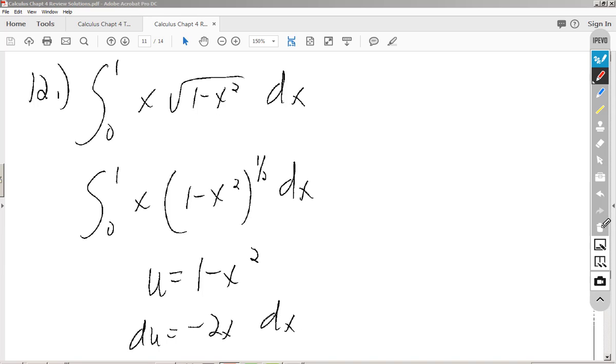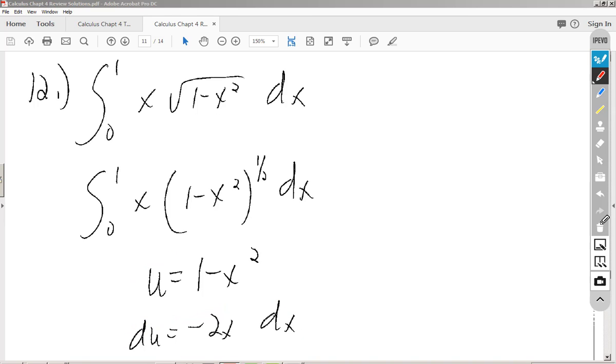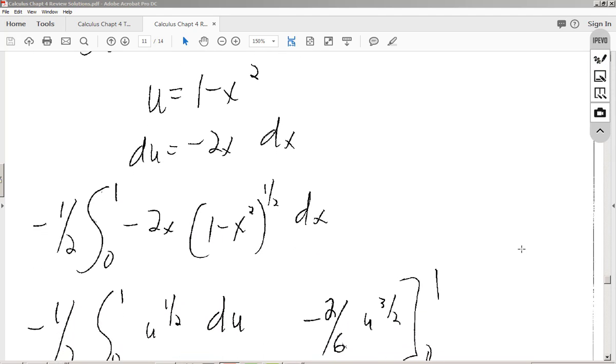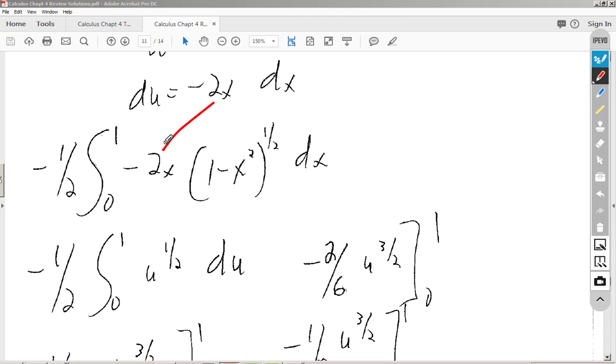Now to find out what du is, taking the derivative of my u equation, du is going to equal negative 2x dx. So now that I've done that, I can see that I'm missing my negative 2. So I need to go ahead and insert that into my equation. So inserting that into my equation right here, I've got my negative 2. And I need to offset that by putting the negative 1/2 out front. So now that I've done that, I notice that my u du matches up.